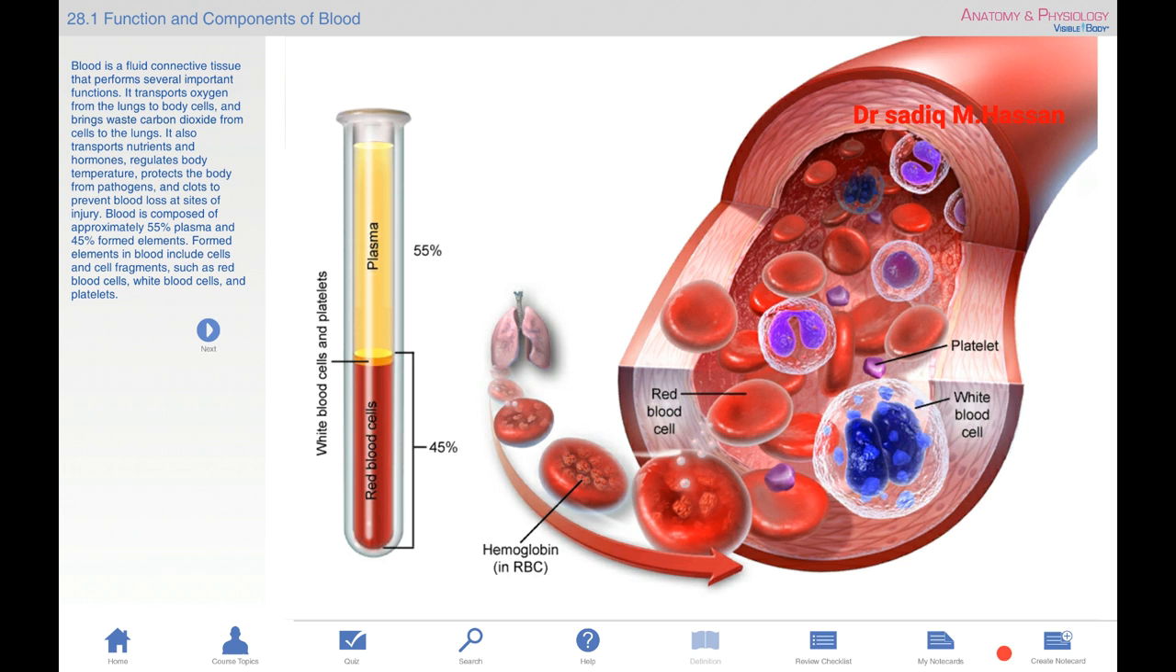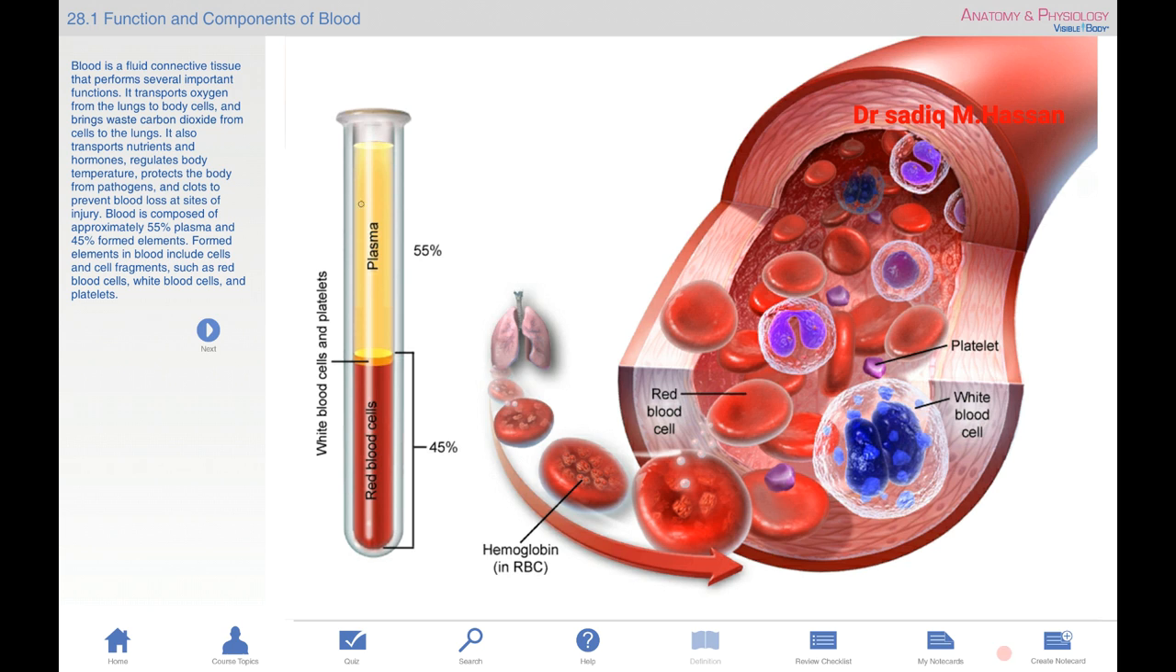So what are those functions? It transports oxygen from the lung to the body cells, and brings waste carbon dioxide from the cells to the lung. It also transports nutrients and hormones, and regulates body temperature, which is very important. It also protects the body from pathogens, and it clots to prevent blood loss at the site of injury.